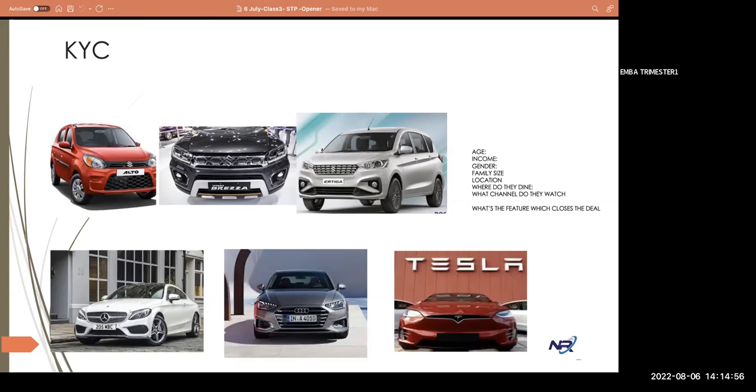So what are you working on? Okay, good. You guys want to have a look at the classroom? You can do that too. So which one are you working on right now? Ertiga and Audi. Okay, Ertiga and Audi. Fair enough. Let me see what comes up.